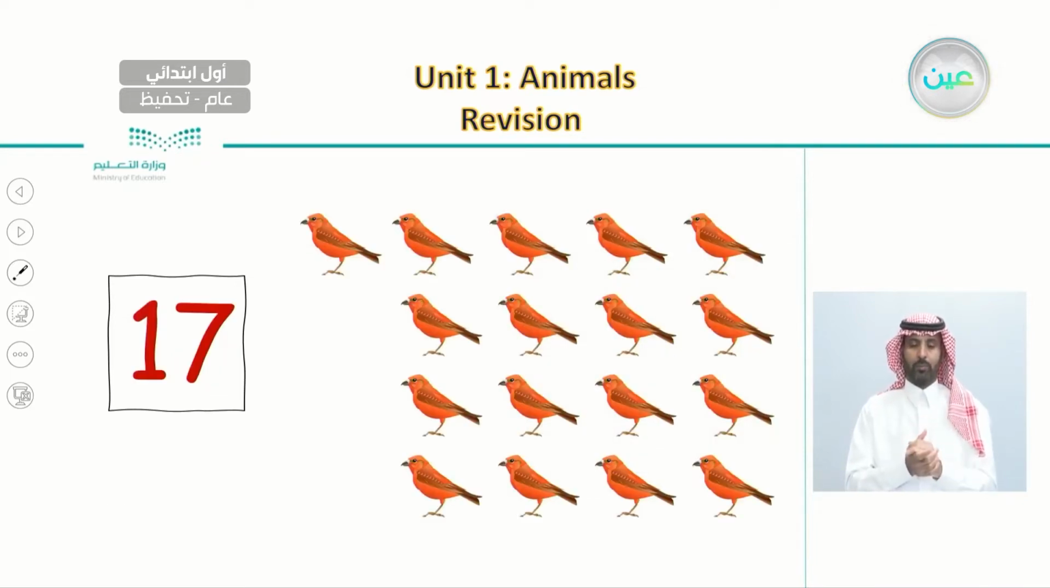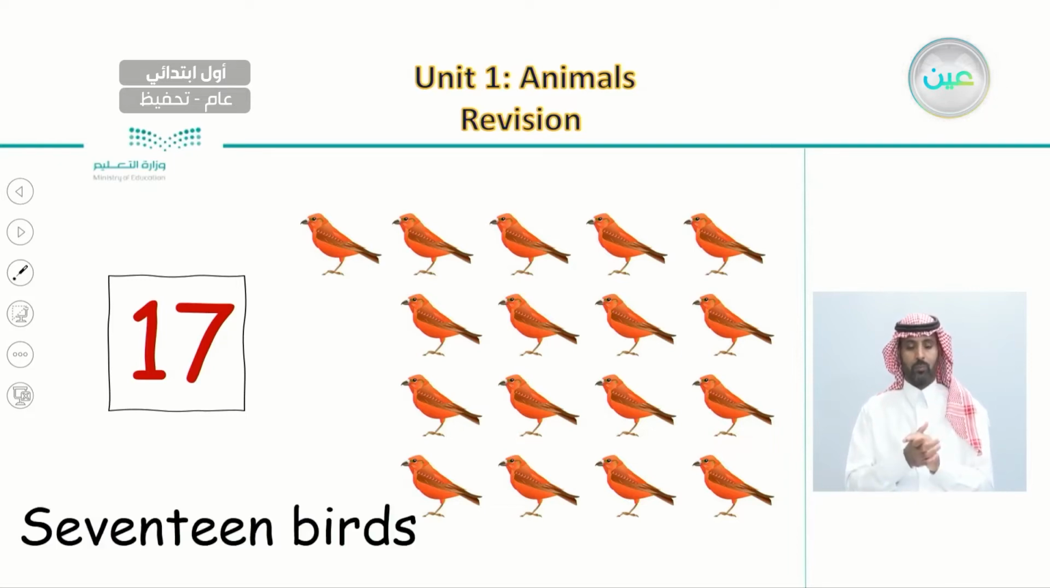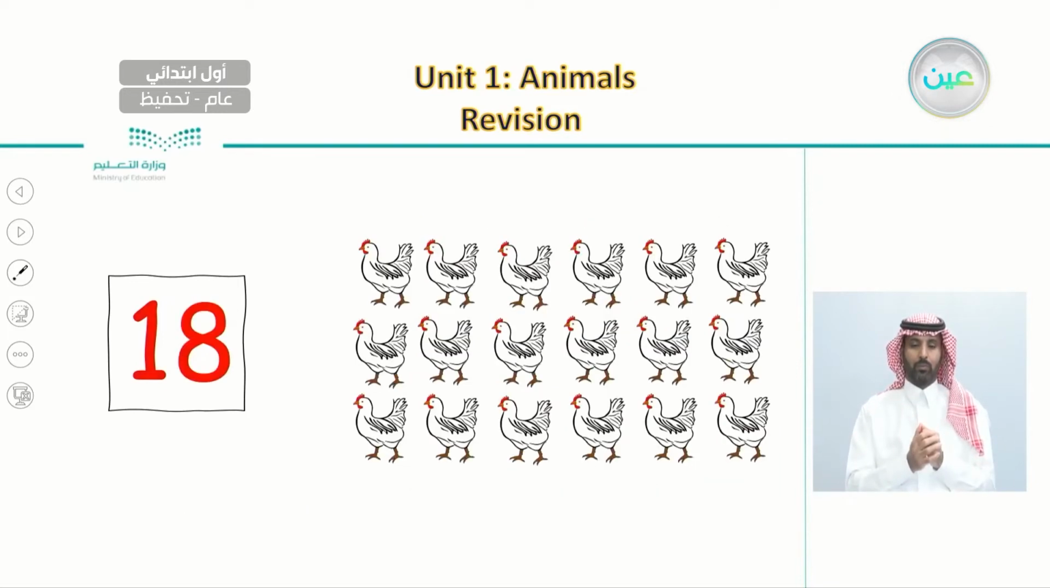And the next one, what do we call this animal? We call it a bird. And how many birds we have? Here we have 17. So if we count them, we can see 17 birds. Now, what about the next one?